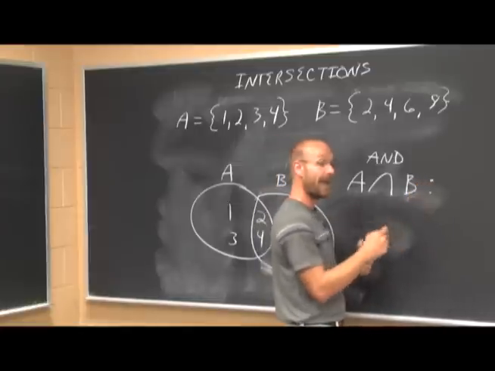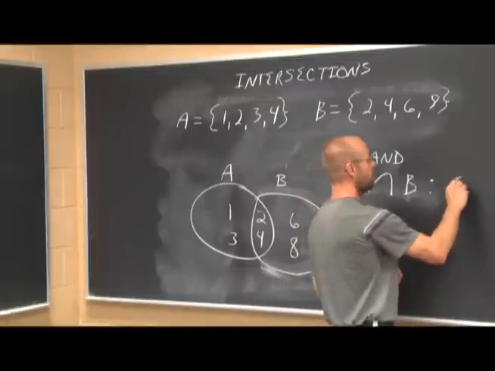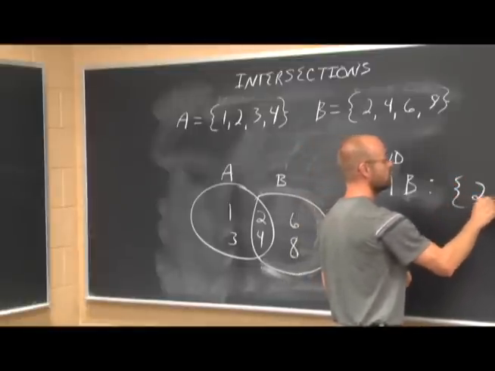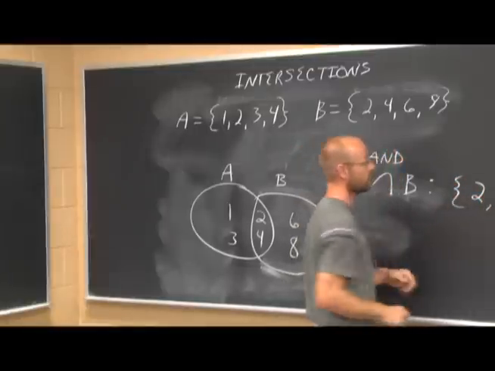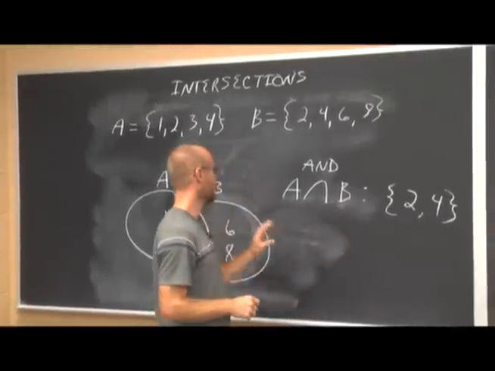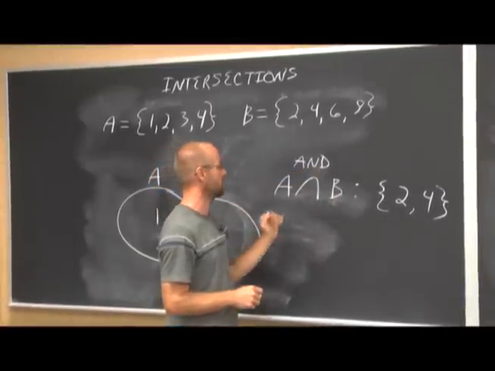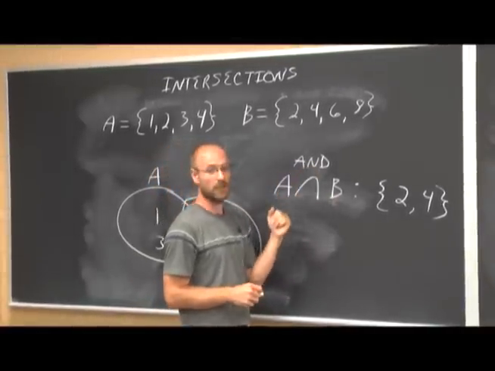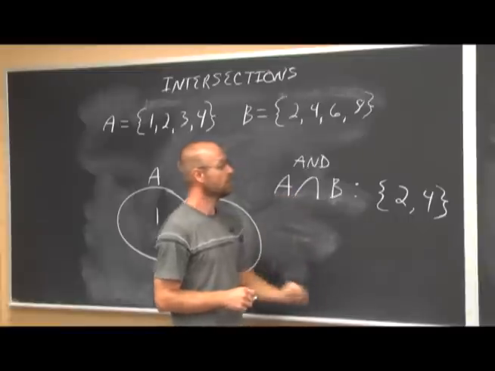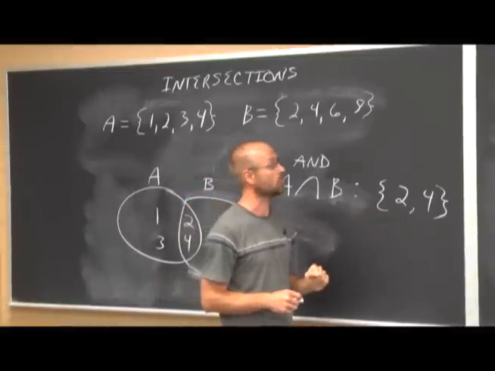So this is an AND statement. What is in A and in B at the same time? It is the set of numbers 2 and 4. 2 and 4 are both in A and in B, and that's why we call it an AND statement. This symbol is an intersection. It means AND. What's in A and B? And we can see from our illustration it's 2 and 4.